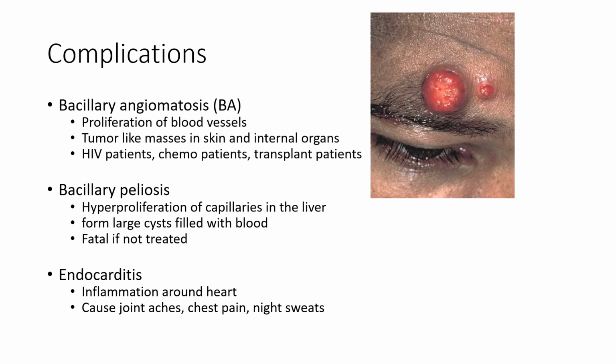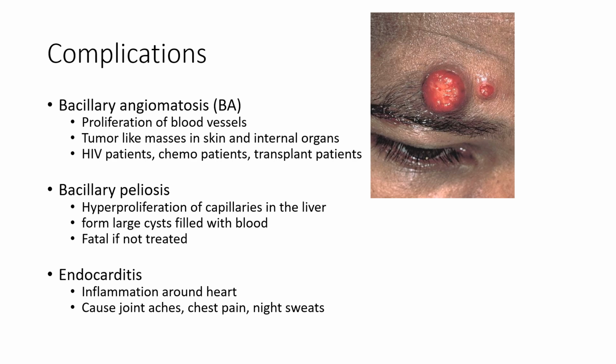There are complications that come with this, but it is more common in the immune compromised to have a complication with this disease. If that does happen, you could get bacillary angiomatosis, which is the proliferation of blood vessels, tumor-like masses in the skin and internal organs. And this is more common in HIV patients. I did read it can be in chemo patients and some transplant patients.